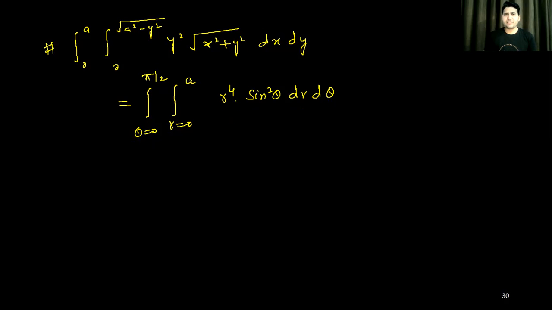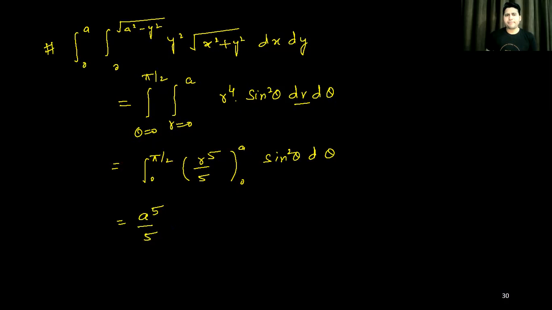Firstly, the integration with respect to r. So r power 5 upon 5, and theta from 0 to pi by 2. R to the power 5 upon 5, from 0 to a, into sine square theta d theta. Put the limit, upper limit minus lower limit. So it will be a power 5 upon 5 minus 0. Taken outside, 0 to pi by 2 sine square theta.